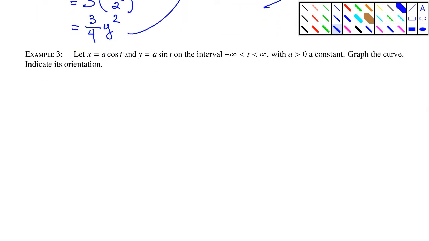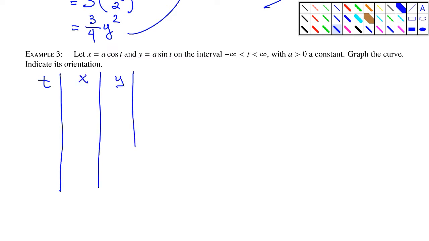Example number 3. Let x equal a times the cosine of t and y equal a times the sine of t on the interval where t is any real number. A is a constant that is greater than 0. Graph the curve and indicate its orientation. So we'll just make up our own little table here. We have t, x, y, and the point x comma y.